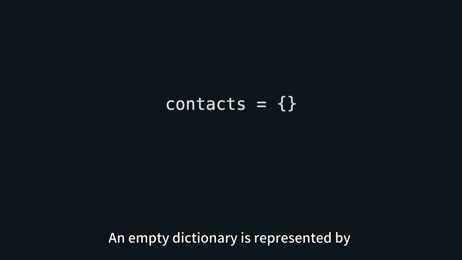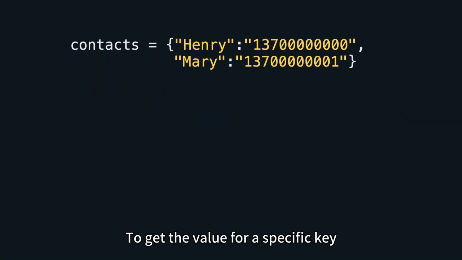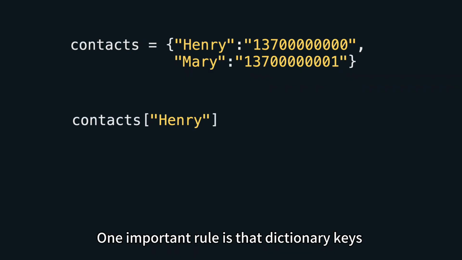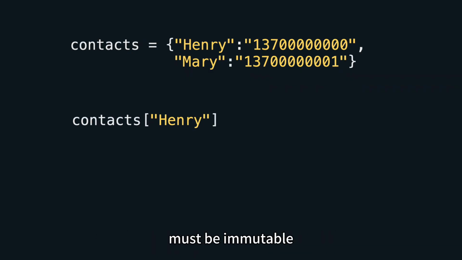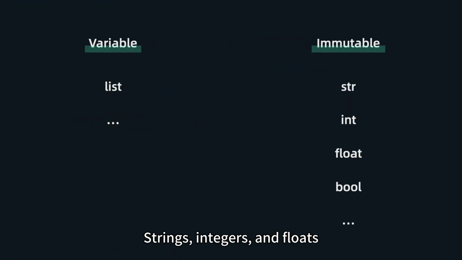An empty dictionary is represented by a pair of curly braces. To store multiple key-value pairs, you put them inside curly braces, connect keys and values with a colon, and separate pairs with commas. To get the value for a specific key, write the dictionary name followed by square brackets containing the key. One important rule is that dictionary keys must be immutable. Lists are mutable, so they cannot be used as dictionary keys. Strings, integers, and floats, on the other hand, work just fine.